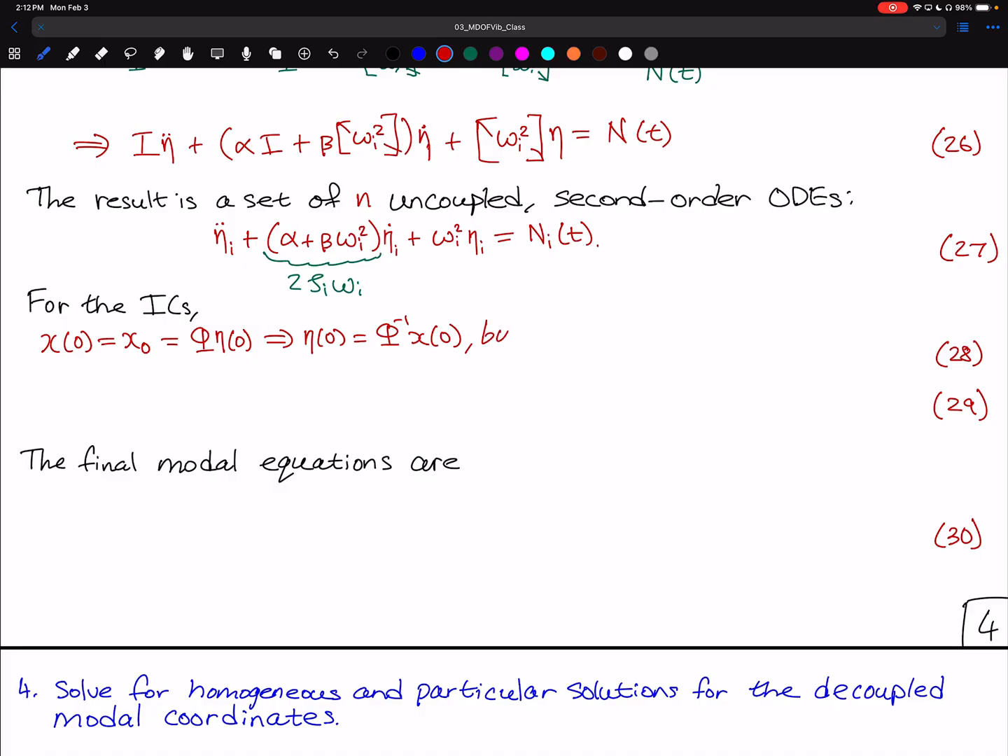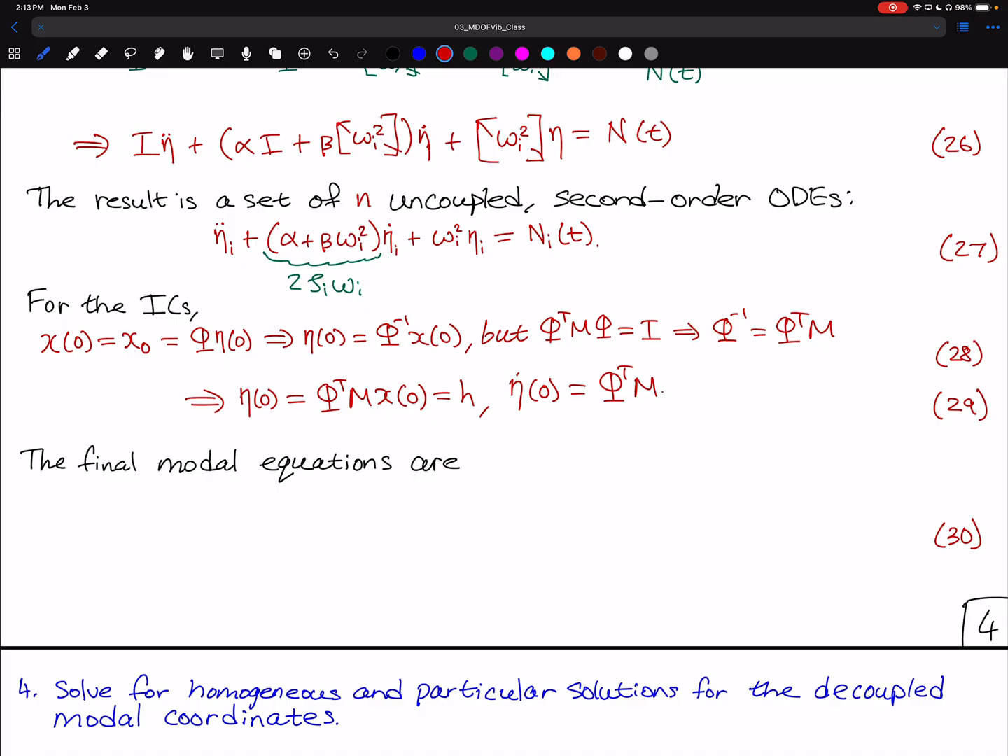But we know that phi transpose m phi is equal to the identity matrix, and what this then implies is that phi inverse is equal to phi transpose m, such that for our initial conditions we'll get eta of 0 is equal to phi transpose m times x of 0, which we will just say is h. And then for initial velocities, we'll have eta dot of 0 equal to phi transpose m x dot of 0, and we'll say that's equal to g.